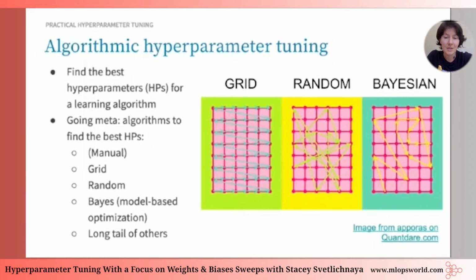So if we need to try a bunch of different combinations anyways, how do we optimally pick the next best combination to try, and thereby run fewer experiments, waste fewer computing resources, and just get the results we want even faster. The most common methods for this are grid, random, and model-based optimization, likely Bayesian or Bayes, though you'll hear lots of other terms and strategies in this space.